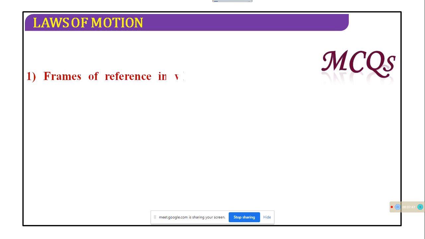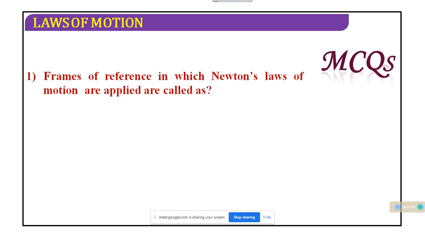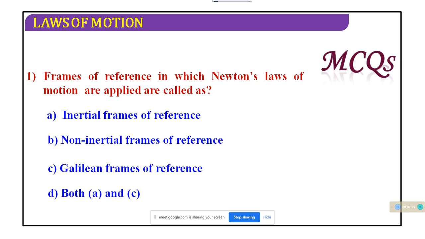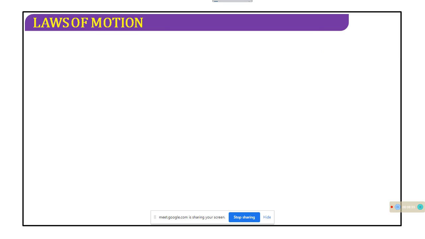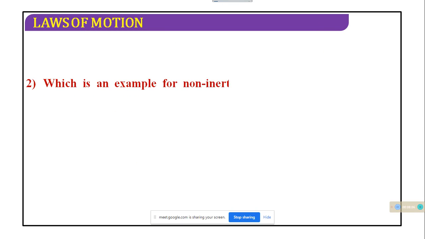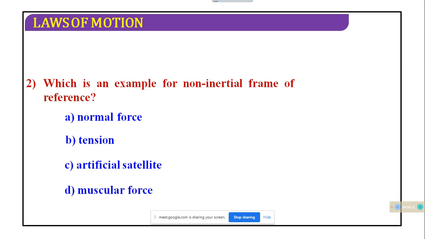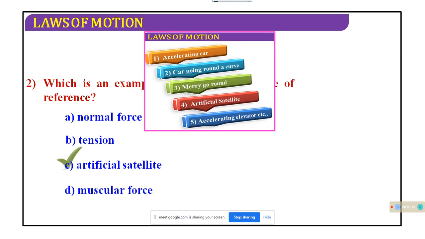MCQ. A frame of reference in which Newton's law of motion is applicable is called: both A and C, inertial frame of reference and Galilean frame of reference. Second MCQ: which is an example of a non-inertial frame of reference? Artificial satellite. Accelerating car, going round in a car, merry-go-round, artificial satellite, accelerating elevator, etc. are non-inertial frames.